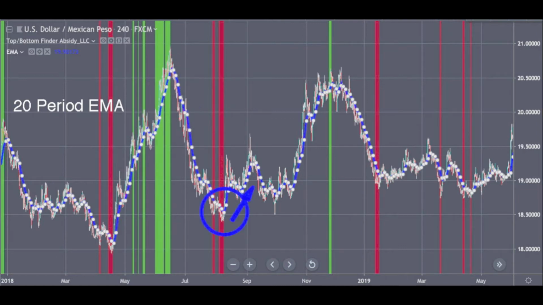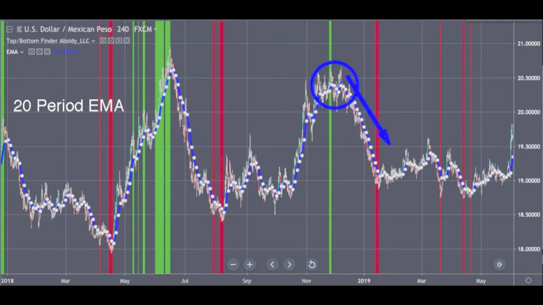Then, again, we have red areas forming from the top and bottom finder, showing us that we should go long here. After we cross over the 20-period EMA, that is our long signal. That got us in right at the market bottom at that area. Now, if we want to wait to exit, we can wait for the next green area, or we could have simply exited when we were satisfied with our profit taking.